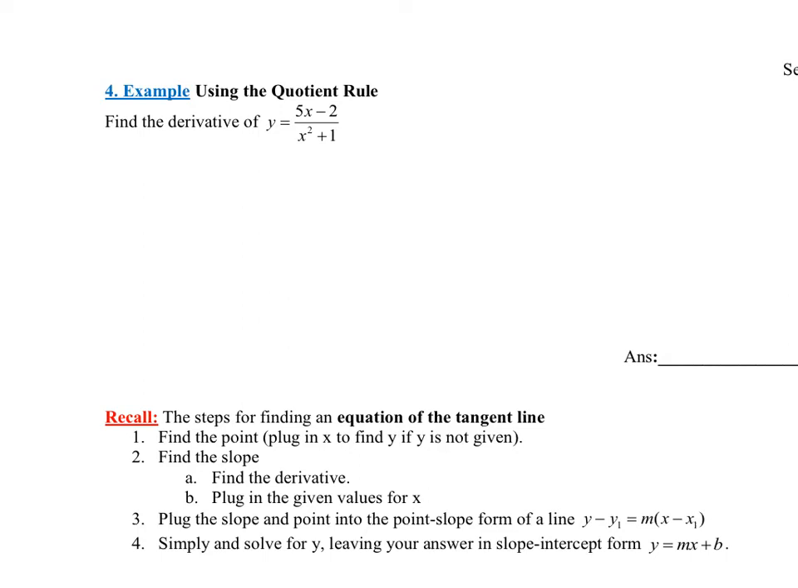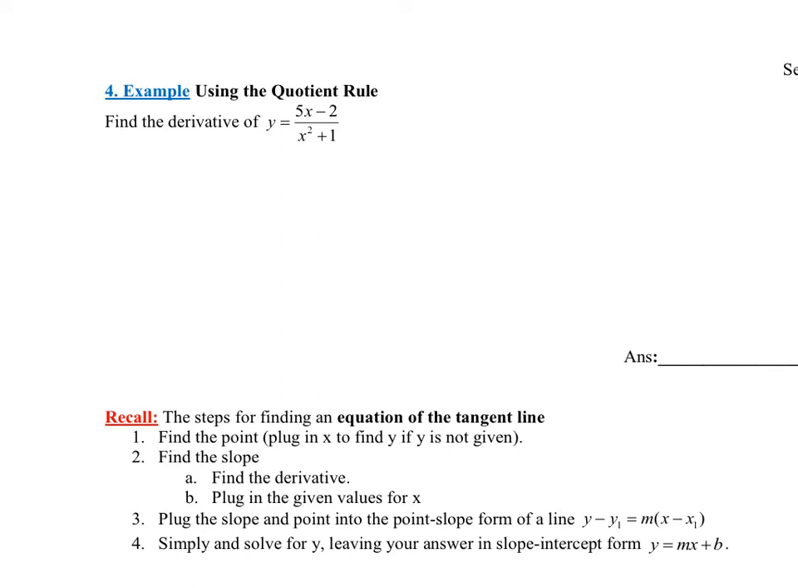Here's a great problem, example 4, just a really nice simple application of the quotient rule. It says find the derivative of y equals 5x minus 2 all over x squared plus 1. If you look in the previous section, we actually had a quotient that we found the derivative of, but it was just x in the denominator.